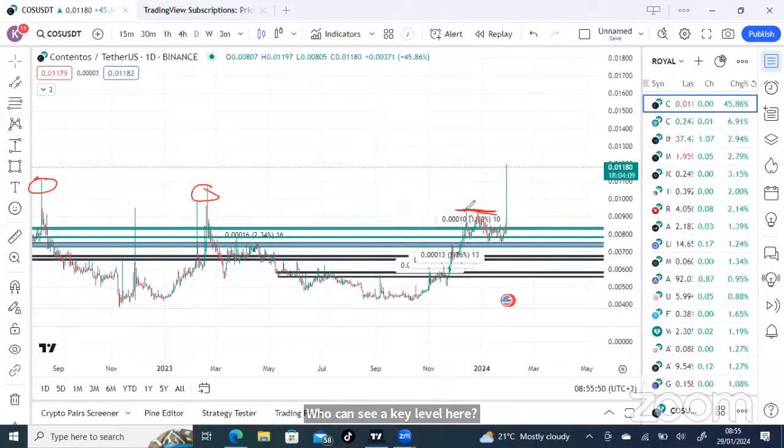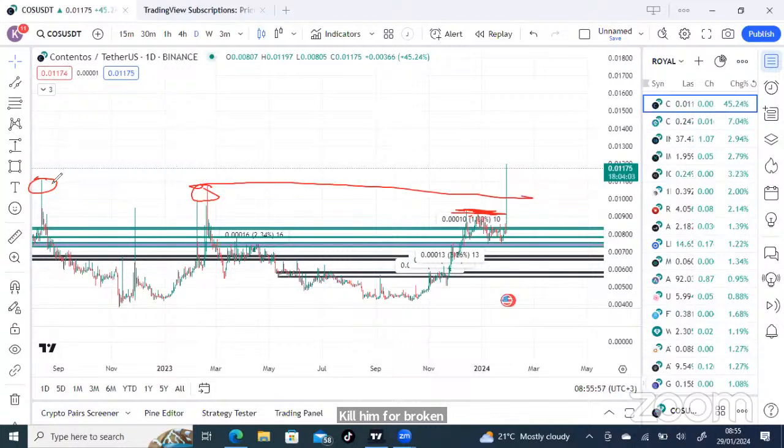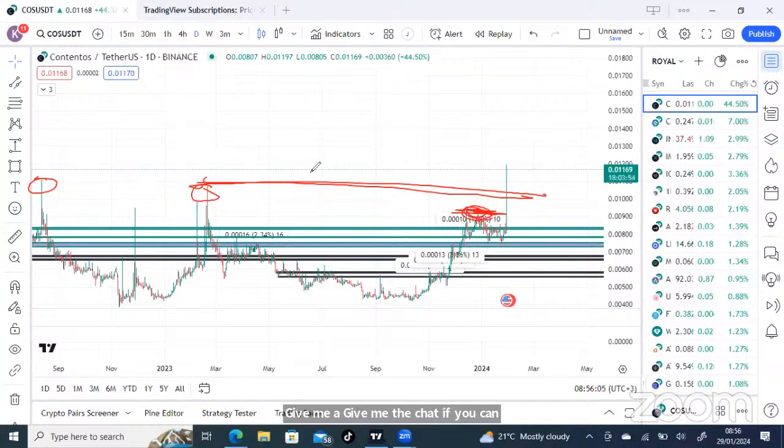Key level broken. Take profit here. Give me one in the chat if you can see. Key level broken. Take profit here.